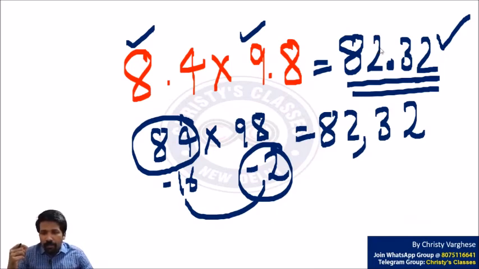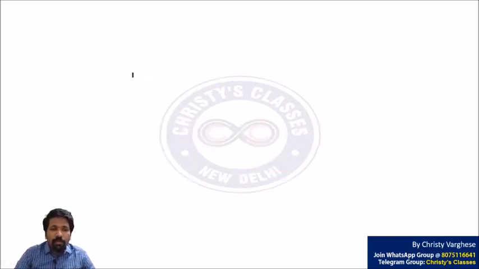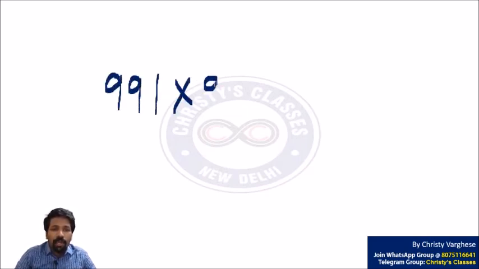So, if that is clear, now let's extend this to near to 1000 also. Near to 1000 also the method is exactly same. You just have to take the distance from 1000, that's all. If it is 991 into 994, all of you try it, please.